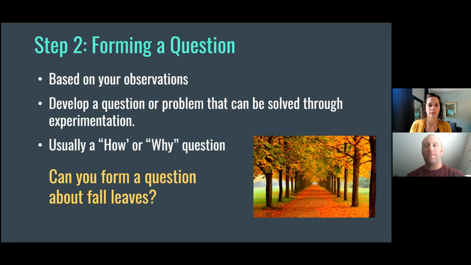Step 2 is forming a question. Normally in science lab, the observation is already done for you, okay? Based on what you saw using your senses, you usually want to form a how or why question that is going to be able to be solved through some sort of experiment, okay? So we want you to think on the side: can you form a question about leaves in New England?